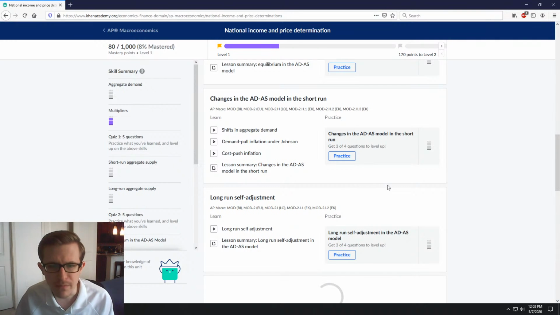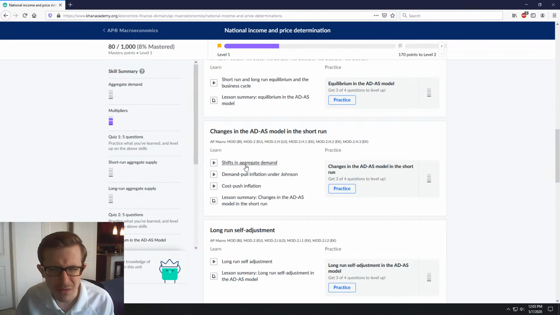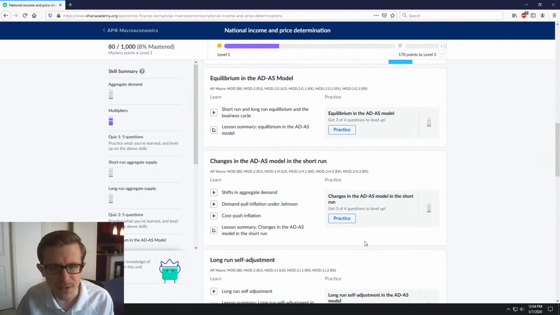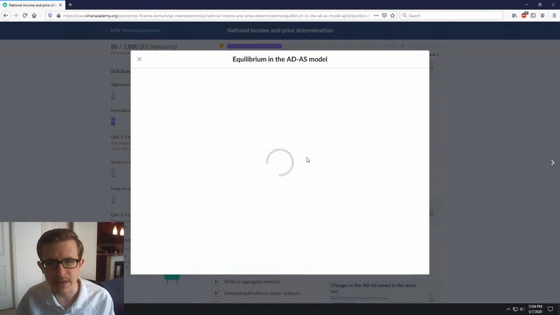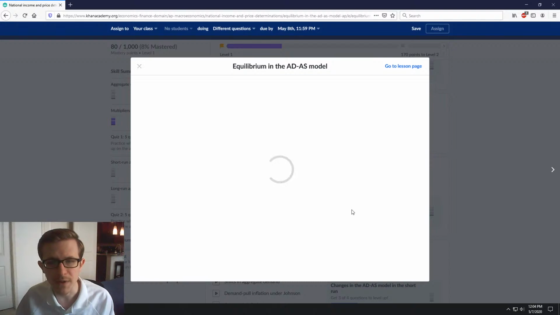Self-adjustment would be a big thing. I don't know if demand-pull and cost-push will be that important for this necessarily. I mean, there are different types of inflation, depending on which one's dragging it along. Equilibrium in the ADAS model is probably going to be very helpful for what we've been talking about.